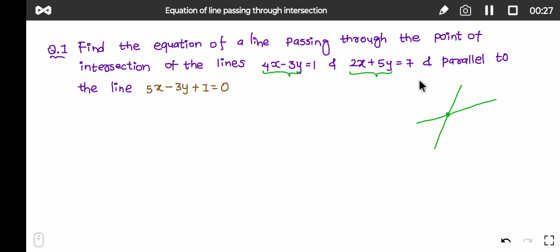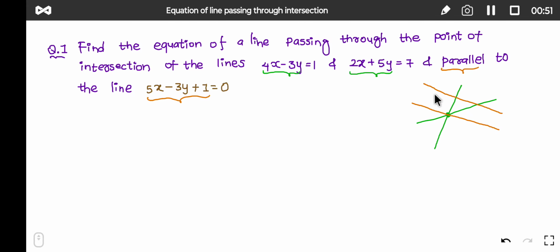So our line that we have to find out is passing through the point of intersection of the two lines. Let's say this is our line which passes through the intersection point. And one more thing is given: it is parallel to another line, 5x minus 3y plus 1 is equal to 0. So there is one more line which is parallel to this orange line. To solve this question, we will do 3 steps.